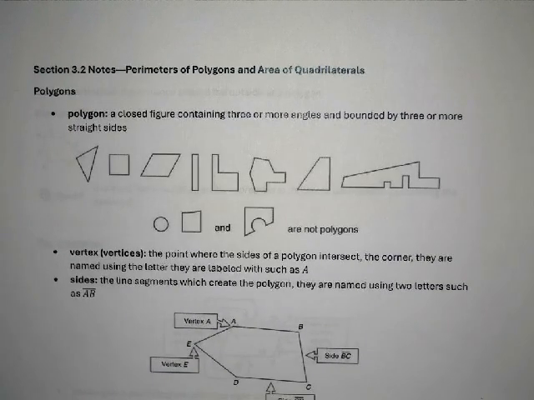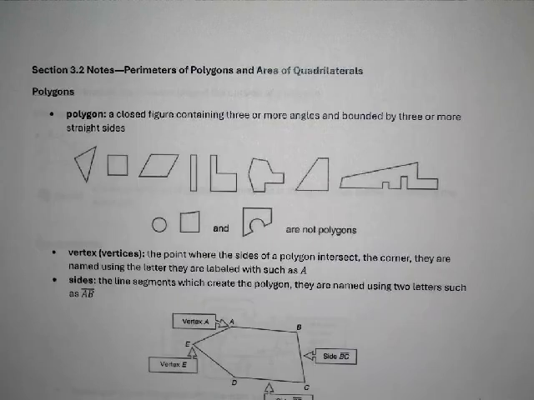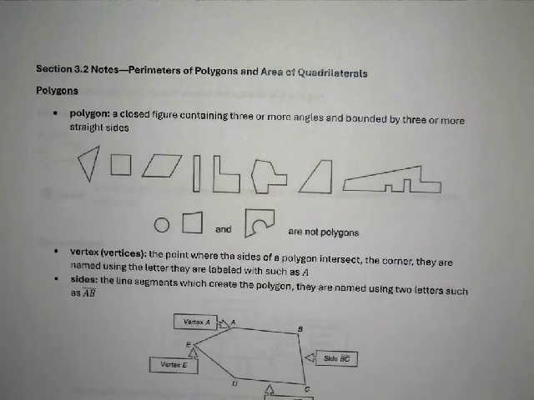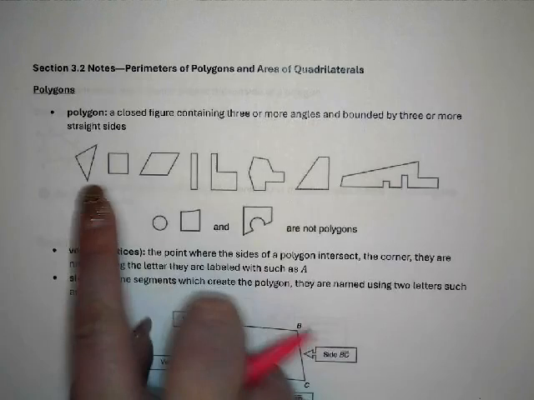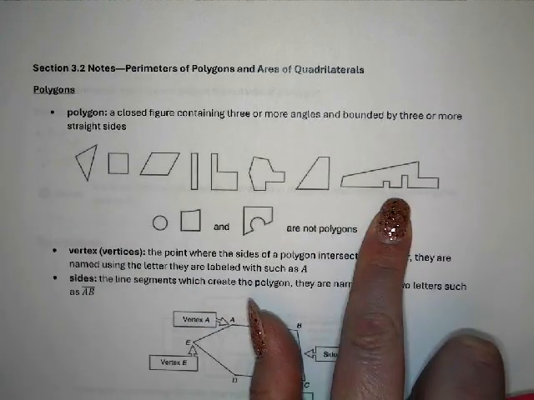This video is on section 3.2 notes, perimeters of polygons and area of quadrilaterals. So first we're talking about polygons. A polygon is a closed figure containing 3 or more angles and bounded by 3 or more straight sides. So here you can see several examples of polygons.